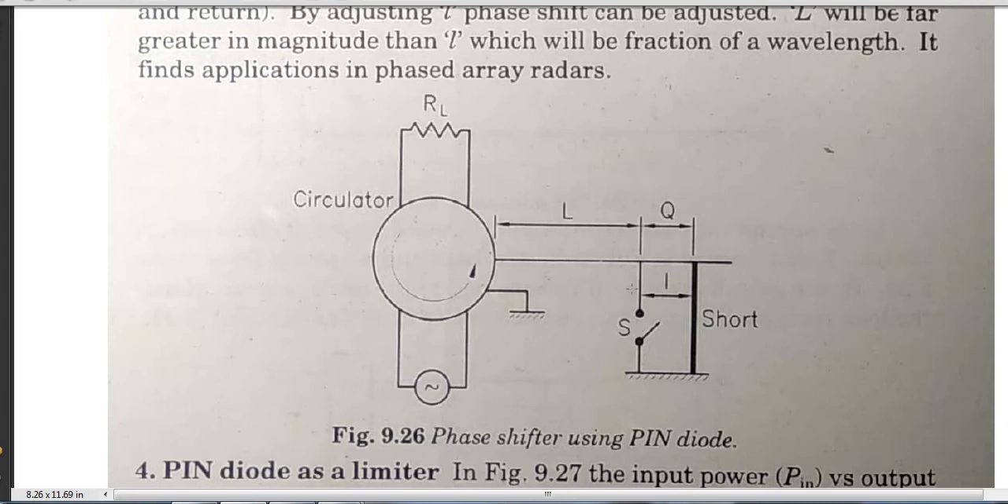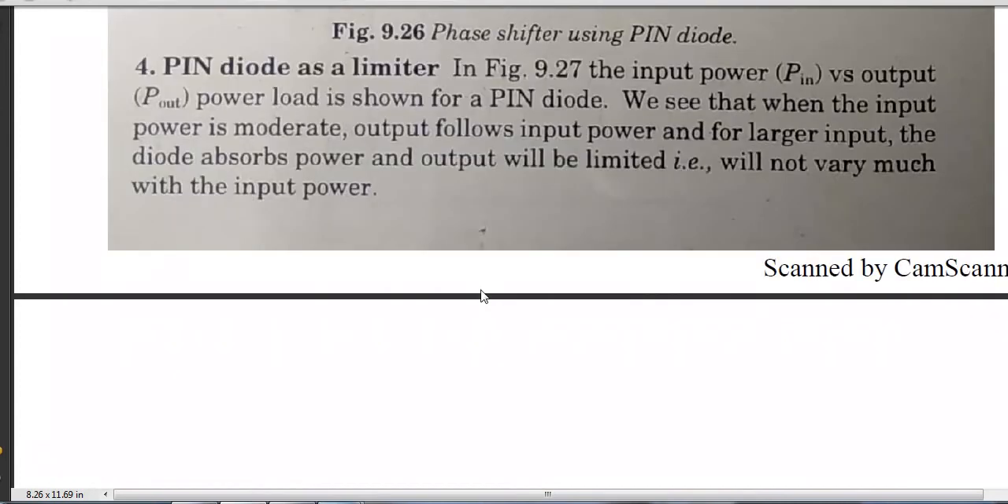The signal has to travel to a permanent short and return. By adjusting this small l, the phase shift can be adjusted. L will be far greater in magnitude than small l, which will be a fraction of a wavelength. It finds application mainly in phased array radars. Now the next application of the PIN diode is as a limiter.